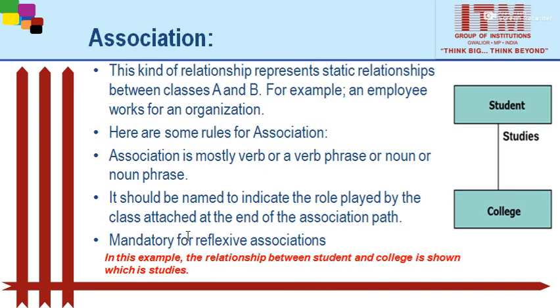Next is association. The next type of relationship is called association. This kind of relationship represents a static relationship between A and B. With the help of an example, it is clearly shown that an employee works for an organization, or you can say a student studies in the college. So, student in college is shown with the help of the association relationship, which is studies.